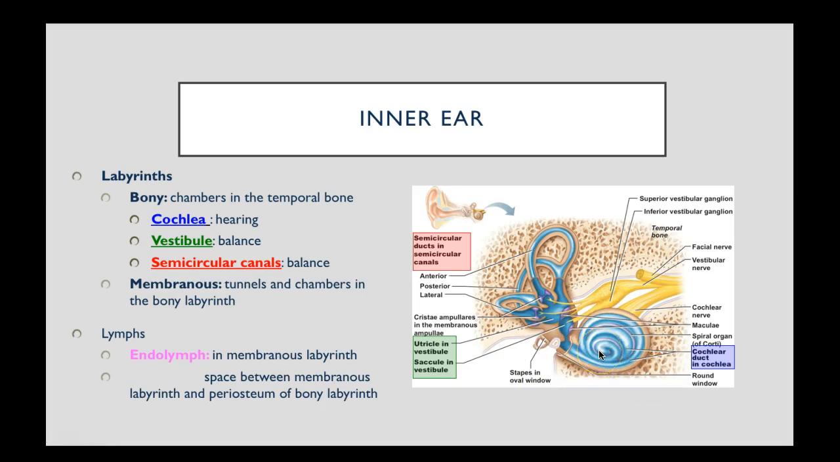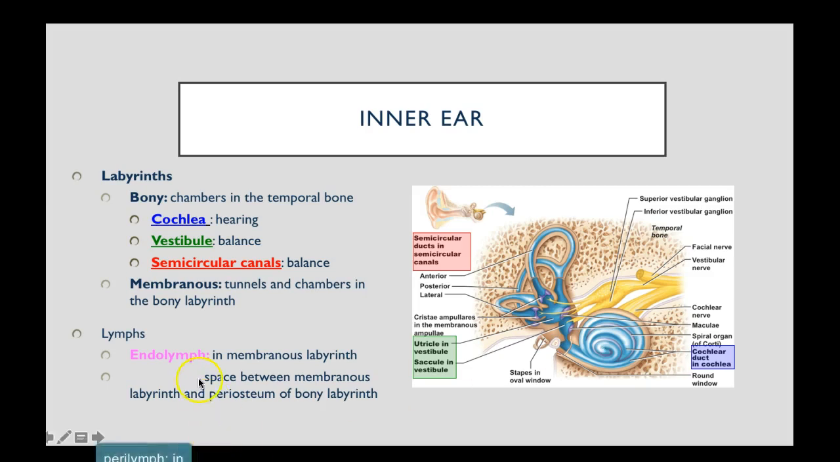Within these bony structures, we have membranous portions as well that are creating tunnels and chambers. And within these labyrinths, we are going to have certain fluids. The first type of fluid is endolymph, and this is found within the membranous labyrinth. So for example, here in the cochlea where you see the blue portion, this is known as the cochlear duct and contains endolymph.